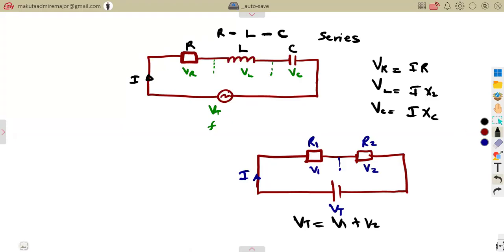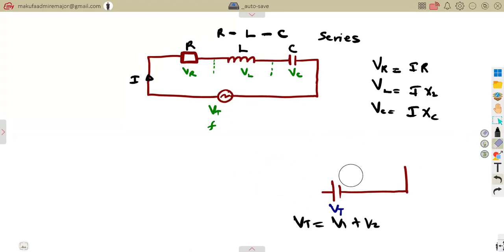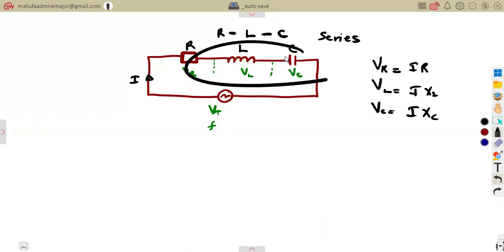But this time, it is no longer that consideration. This total voltage is referred to as the phasor sum of these voltages. The phasor sum means there is an application of the angle in between. So this is going to be determined by the three conditions that you're going to have. It's either we are going to have VL greater than VC.